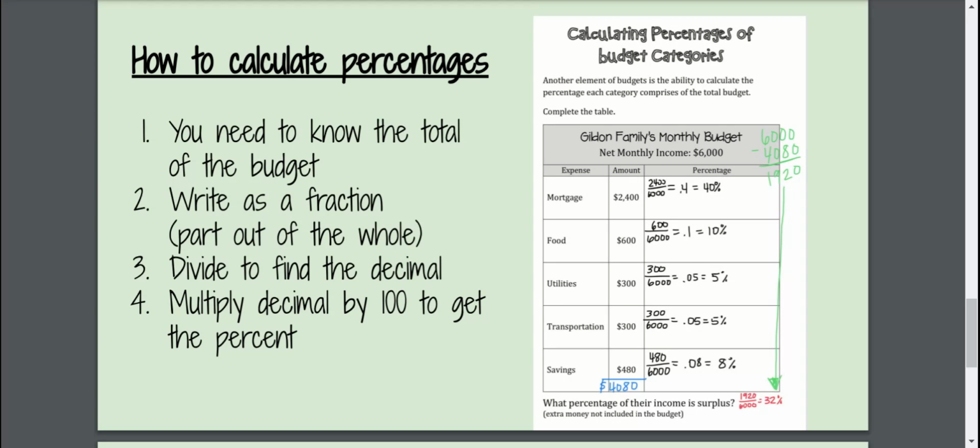And again, we found out that their total expenses that they spend is $4,080. When you subtract that $4,080 from their $6,000 budget, you get $1,920. So that percentage of their income is surplus. If you write that as a fraction, as you see down at the very bottom, it's 1,920 divided by 6,000, which gives you 32%. So 32% of their budget is extra money that's not included.